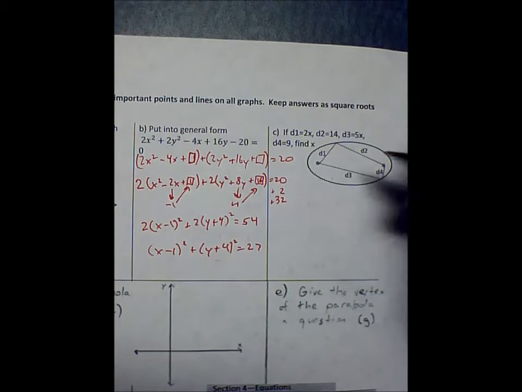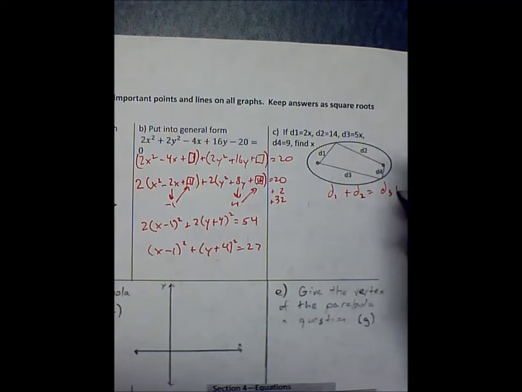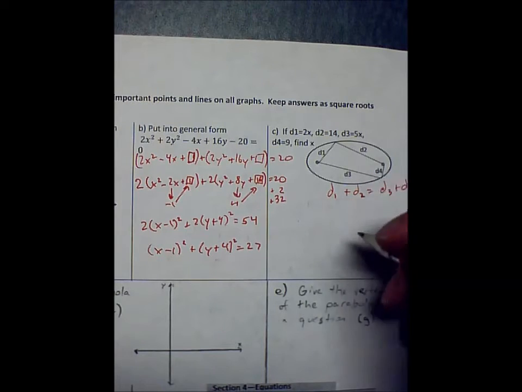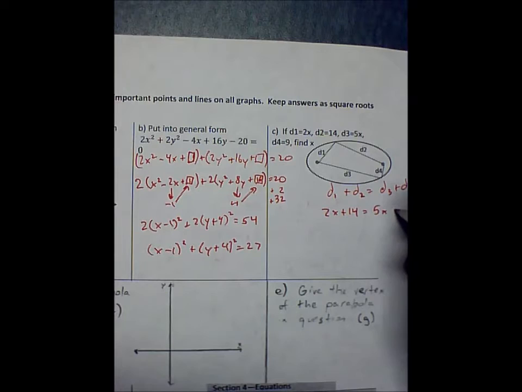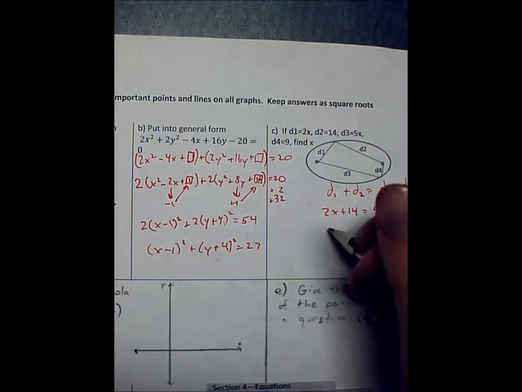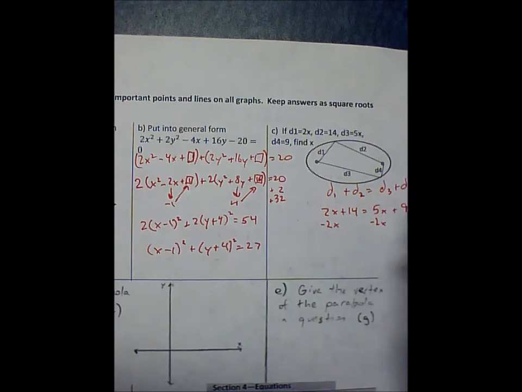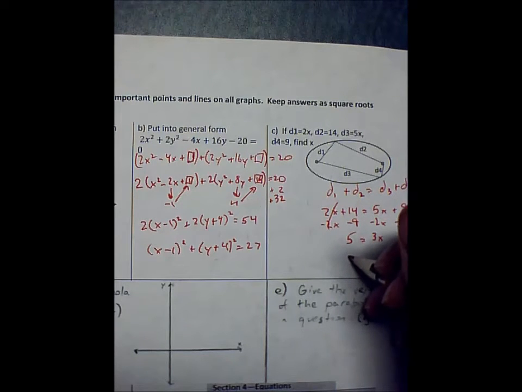C. Here we know that d1 plus d2 should equal d3 plus d4. That's going to be our equation set up. So 2x plus 14 equals 5x plus 9, and we solve. So I'm going to subtract the 2x over this way and subtract the 9 over that way. I want to get my x's together and my non-x's together. So 3x equals 5, divided by 3. X equals 5/3.